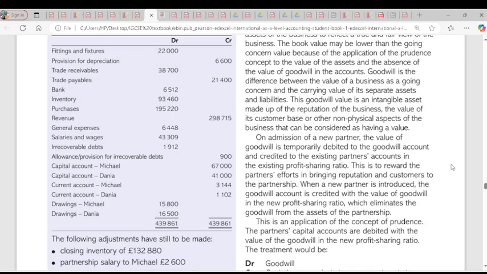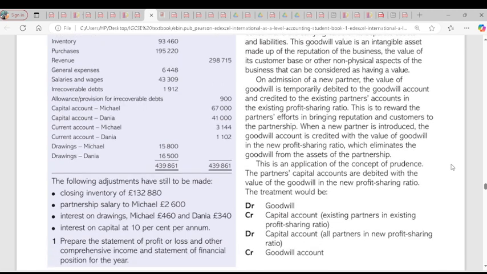Then we have interest on drawings. It has been done already. The interest on drawings are 460 and 340 respectively: Michael 460, Daniel 340. You have to take it away from the appropriation account. The salary, we have only one salary, which is for Michael, an active partner, 2,600. Then the sum of this, you take it away from the profit, which is shared equally, but we can't get the profit until we take this away.